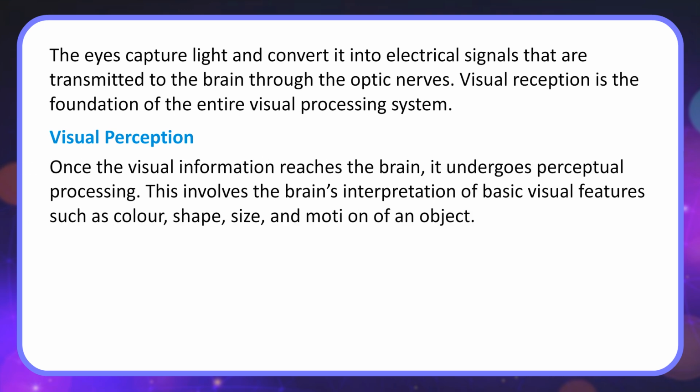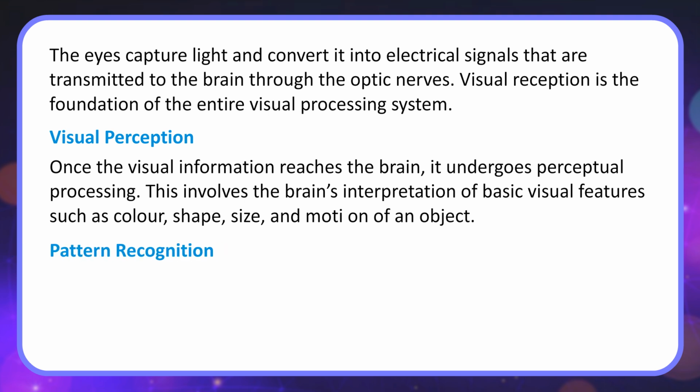Visual perception. Once the visual information reaches the brain, it undergoes perceptual processing. This involves the brain's interpretation of basic visual features such as color, shape, size, and motion of an object.